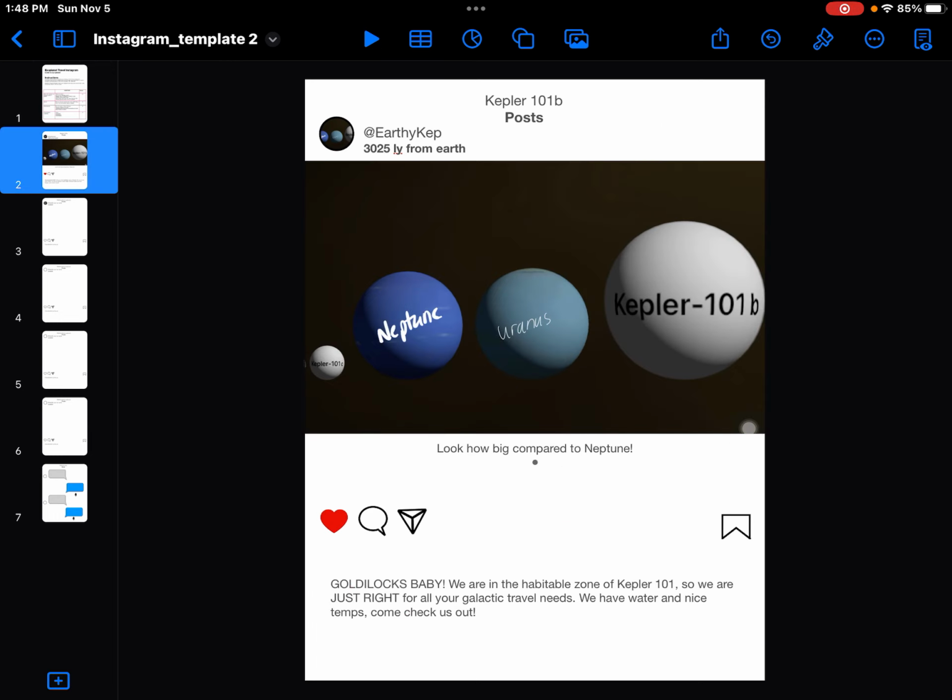I made one as a little example for you. The name of the planet is Kepler 101b, and I called my Instagram account Earthy Kep, as you can see there. I said how far away it is, 3,025 light years from Earth. And I showed how big it is compared to Neptune. And then I put a little comment there. I filled in a heart, a little like for myself.